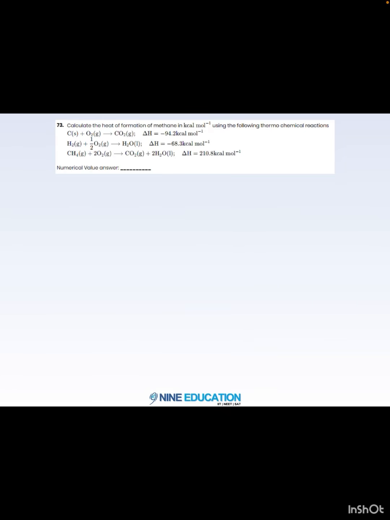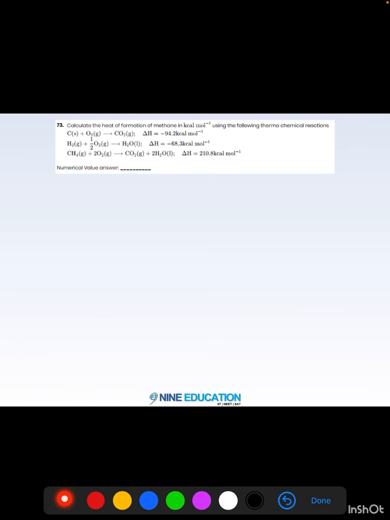The next question is question number 73, in which they are asking to calculate the heat of formation of methane in kilocalories per mole using the following thermochemical reactions. The very first reaction is C plus O2 giving us CO2. The second reaction is H2 plus half O2 giving us water, for which again the delta H value is provided. Third, we have CH4 plus 2O2 giving us CO2 plus 2 water, for which delta H is given as 210.8 kilocalories per mole. First of all, there must be a little correction here. This delta H value should be negative, minus 210.8 kilocalories per mole.